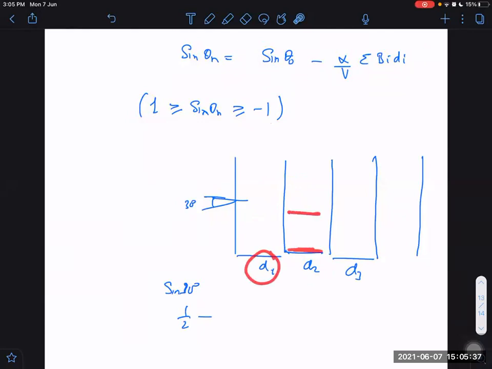I will assume that to be unknown x. How will I assume it to be unknown x? First, you keep on calculating and put total d2. Once you put total d2, what will you find? You will find a contradiction. You will find that sine theta n is becoming less than -1, or more than 1. If it becomes more than 1 or less than -1, it means it is contradicting. It cannot reach up to this.